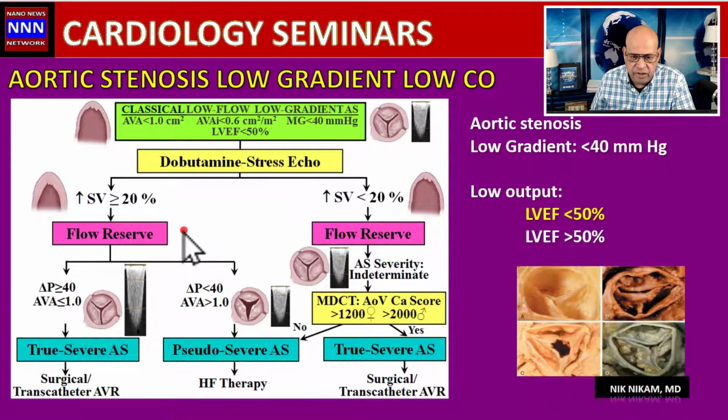Let me repeat this again. This is the group of patients where we are looking at a left ventricular ejection fraction of less than 50%. So we have low flow, low gradient, and low ejection fraction. Dobutamine stress echo: if the stroke volume goes up by 20%, and if the gradient goes up more than 4 meters per second, then you are dealing with true aortic stenosis.